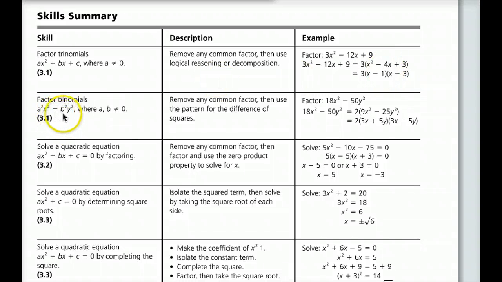This one is factoring binomials, but it is a difference of squares. So you can see, like in this question, you have ax squared minus bx squared. As long as you see the difference of two squares, you can simply identify the first number. In this case you still factor the 2 out, so that's a common factor. And then you have 9x squared, which changes to 3x squared.